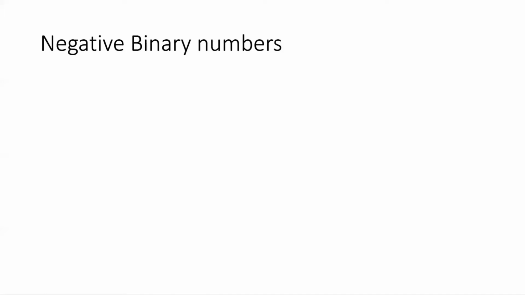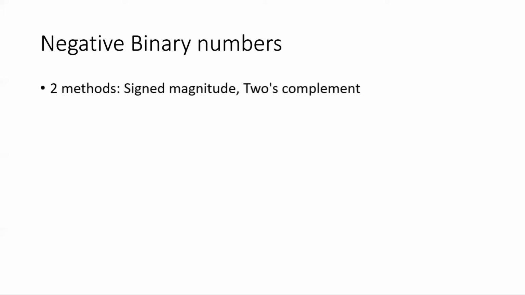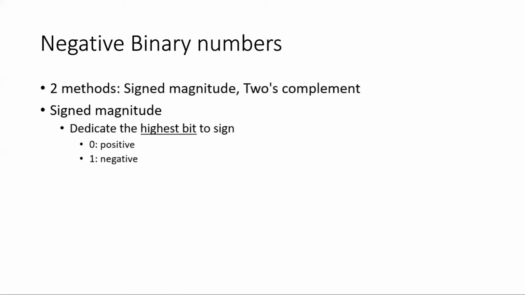So far we have seen how positive numbers are represented in the binary system, but what about negative numbers? How can we represent negative numbers in the binary system? There are two methods to show negative numbers. The first one is called sign magnitude. The other one is called 2's complement. In the sign magnitude, we dedicate the leftmost bit, or the highest value bit, to sign. When it is 0, we consider the number to be positive, and when it is 1, the number is negative.